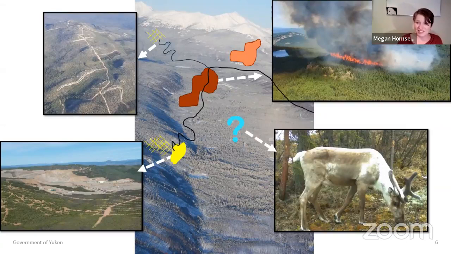Caribou are often seen as the poster child for cumulative effects. We know from a lot of work that's been done in Alberta that they're particularly sensitive to disturbance. But we're not just interested in caribou, we're interested in all sorts of different species, thinking about moose and grizzly bears and black bears and wolves and wolverines and all these things on the landscape. So how is that going to affect different things?